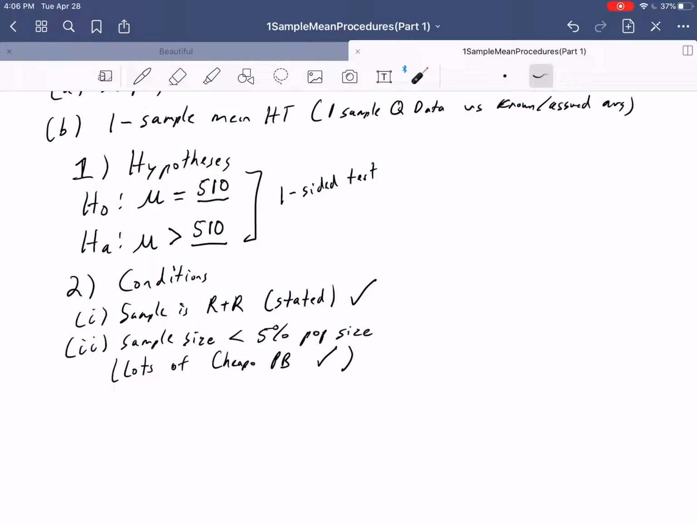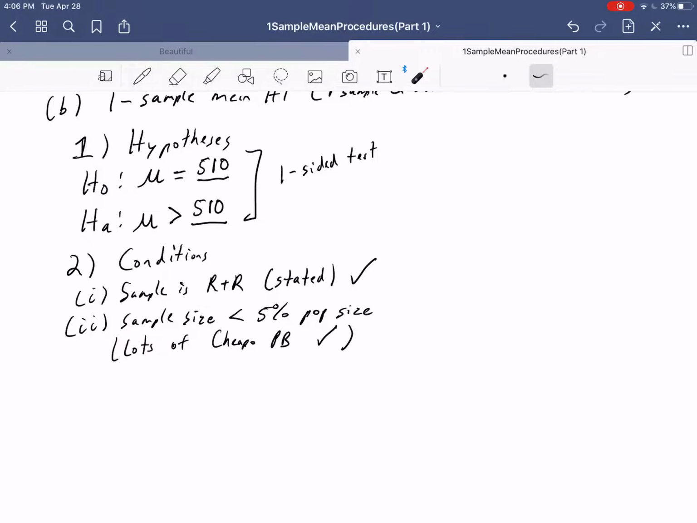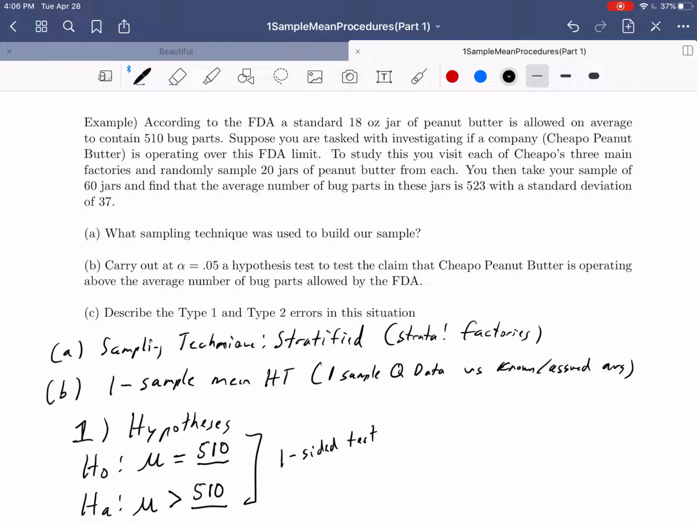In this case, it would be all of the cheapo peanut butter, and certainly there's lots of that. So we're safe in assuming that our 60 jars represent only a very, very small portion of the overall population. All right, condition 3. Now, condition 3, we said that the data has to be approximately normal.